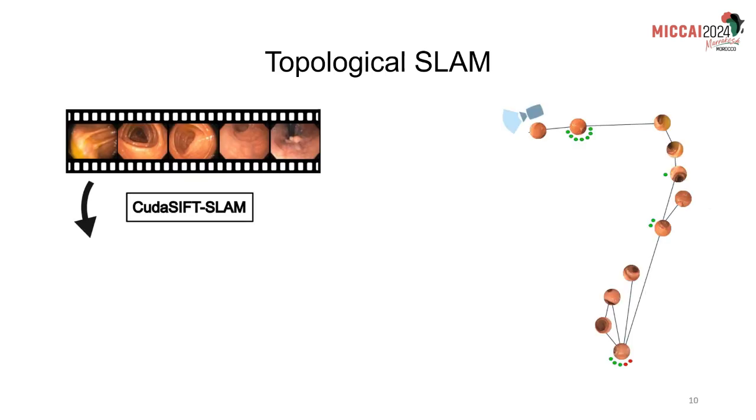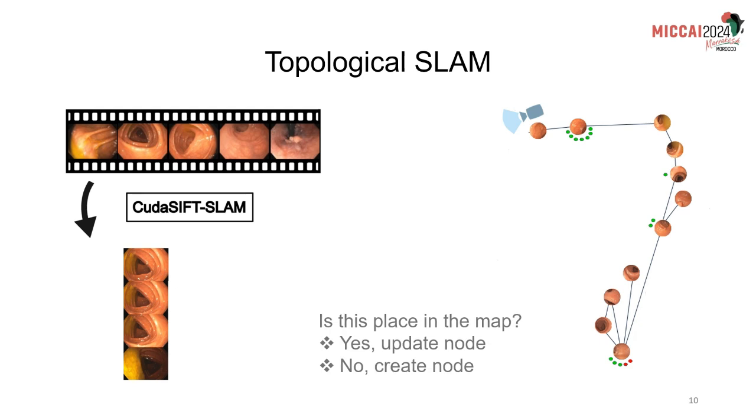Our topological SLAM algorithm is nicely simple. Let's say that we have already built this graph, and the camera is located in the last node in the graph. Topological SLAM will build a new submap, and we have to answer a simple question: is this place already in the map or not? If yes, we will update a node already built in the graph. If no, we will create a new node, because this place is new. In this case, the place is not already in the map, so we will have to create a new node.